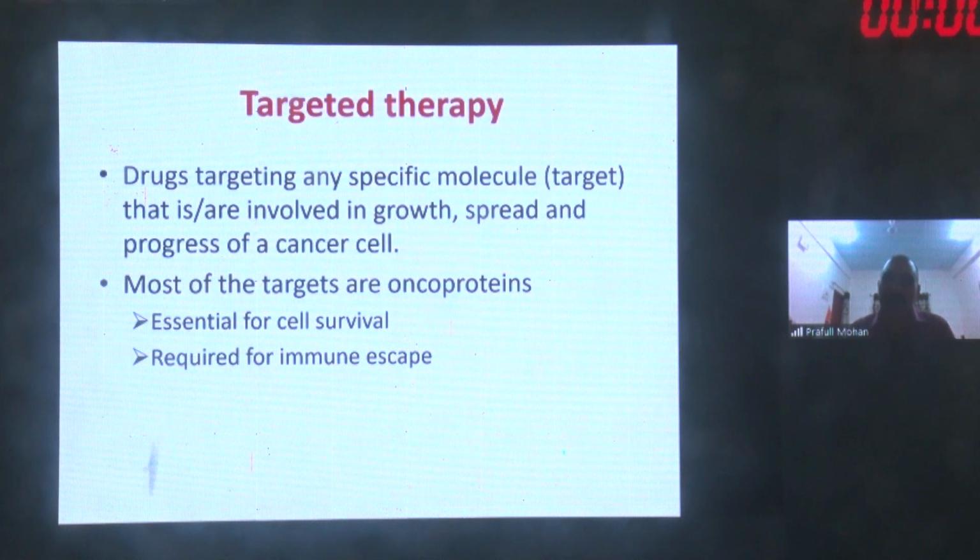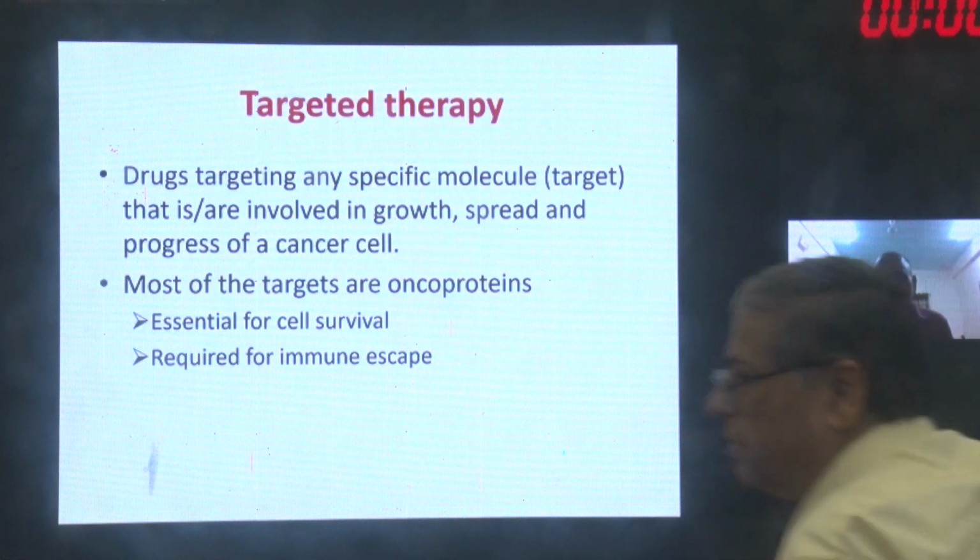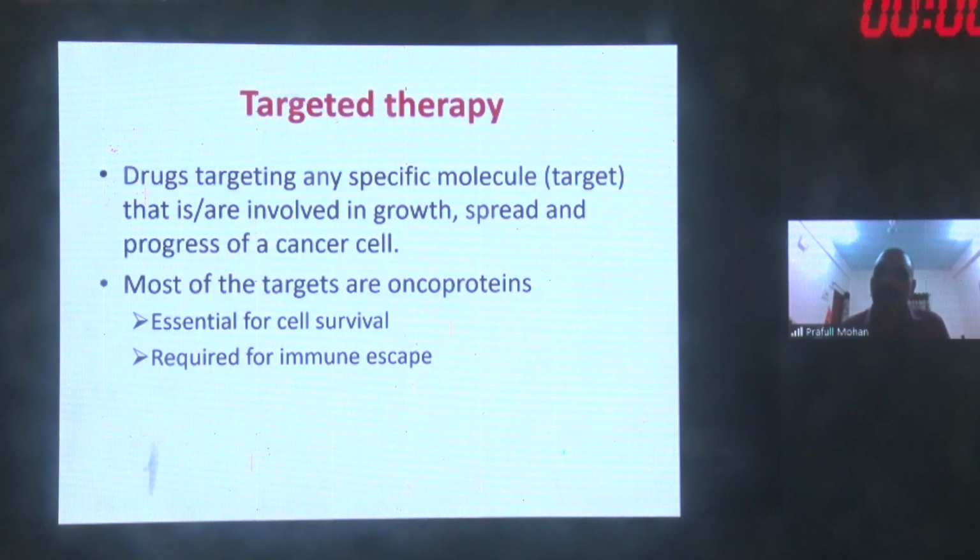So what is a targeted therapy? Targeted therapy consists of those drugs which are targeting specific molecules which are associated with the growth or spread or progress of a cancer cell. So far, most of the targets which have been identified are oncoproteins. So basically, oncoproteins are those driver proteins which would drive the growth of a cancer cell. Oncoproteins would be produced because of oncogenes or proto-oncogenes.